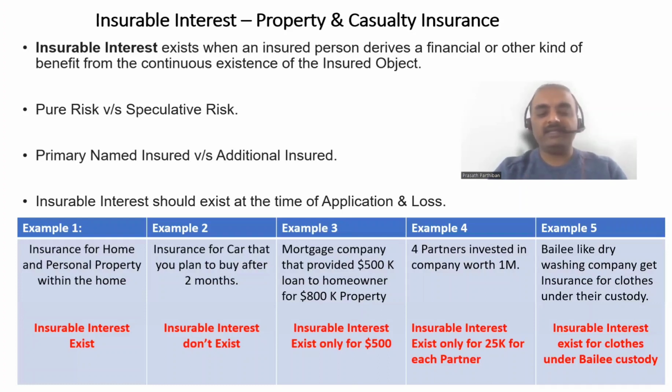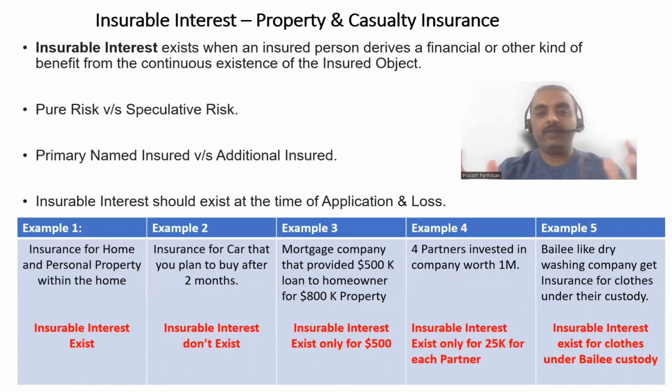Let's see some quick examples. The first example is you need insurance for your home and personal property. Yes, you do have insurable interest. Second example, you need insurance for your car that you plan to buy after 2 months. No, you cannot prove insurable interest in this scenario. Third example, you have a mortgage company that has provided you a 500k loan when you bought a new home that's worth 800k. Then the mortgage company has an insurable interest only for 500k.